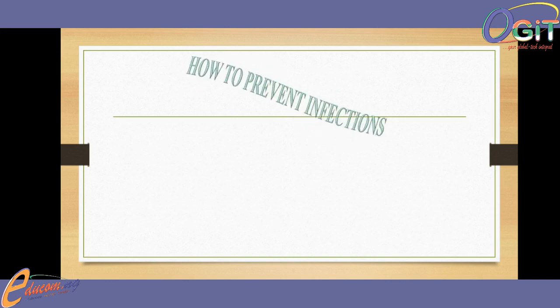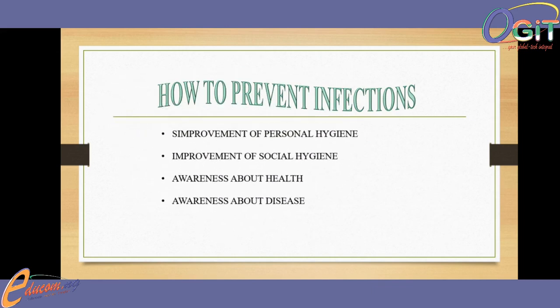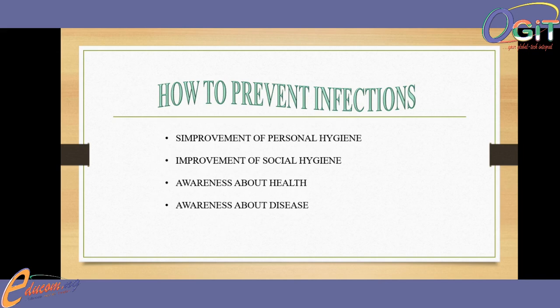How do we prevent ourselves against this infection? Number one, we have improvement of personal hygiene. Personal hygiene is very, very important. Cleanliness. You must always be clean. You eat what is clean. You wear what is clean. You sleep where it's clean, in a place that is very clean.